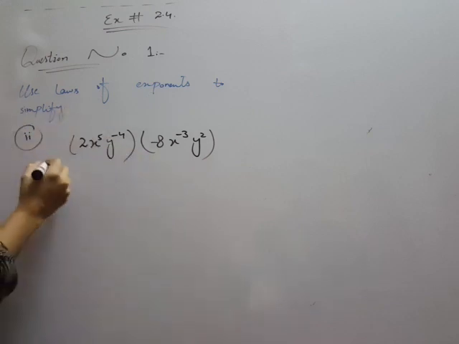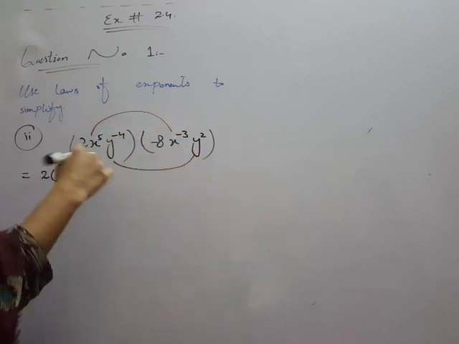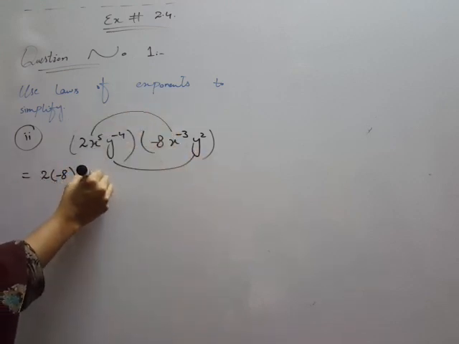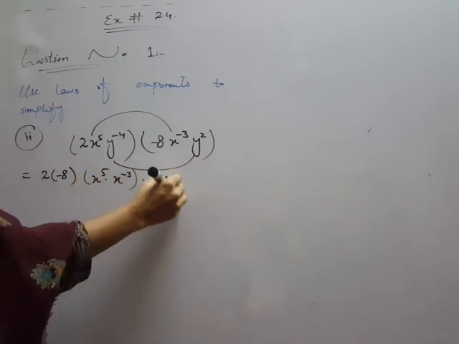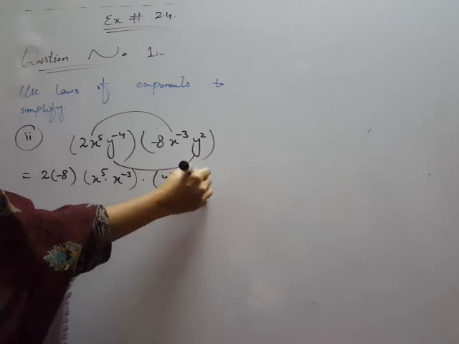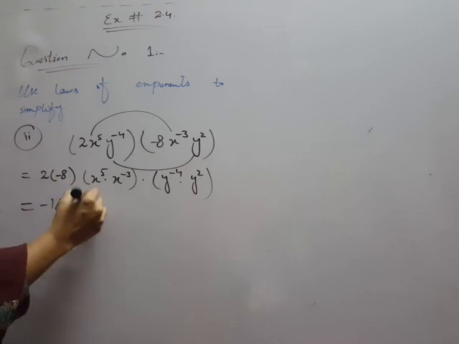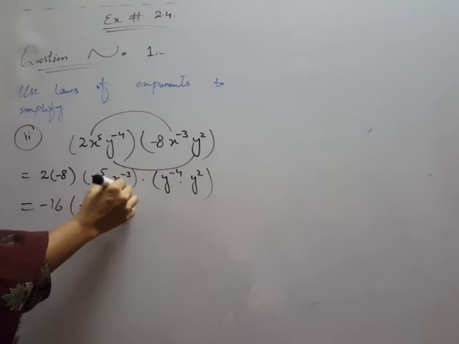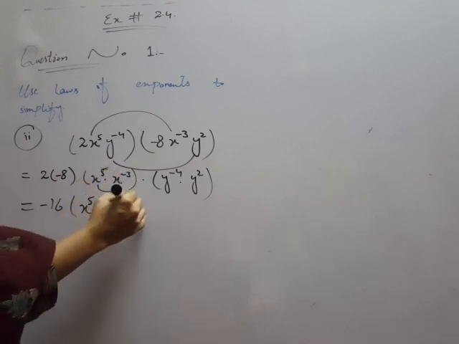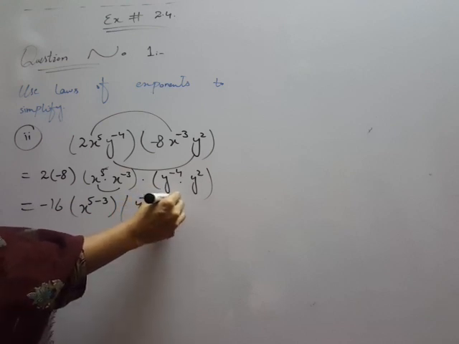Take all the constants separate, and the x variable and y variable together. So this will become x raised to power 5 and x raised to power minus 3, and y raised to power minus 4 and y square. So it will be equal to minus 16 and x raised to power 5 minus 3, because the base is same, so the powers will be added, and y raised to power minus 4 plus 2, okay.